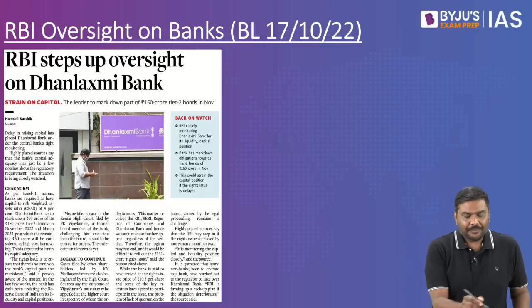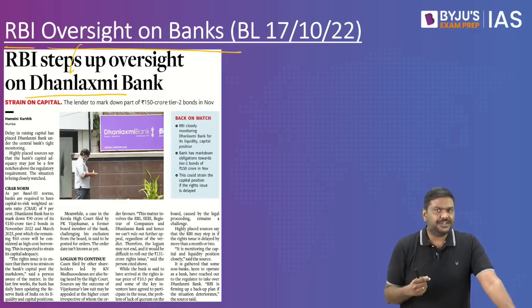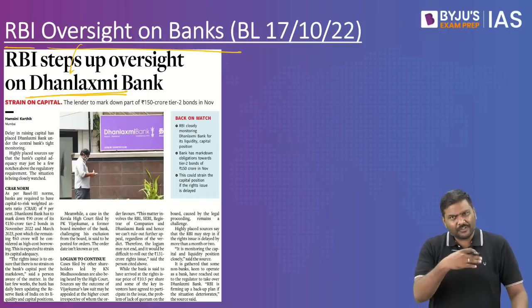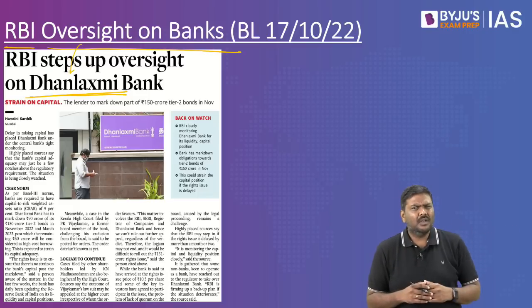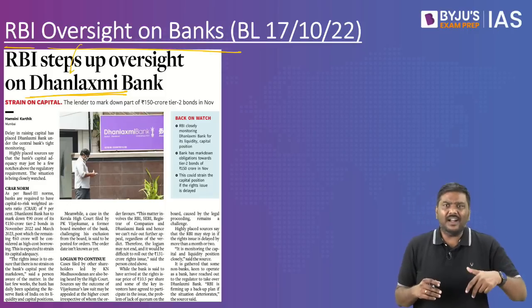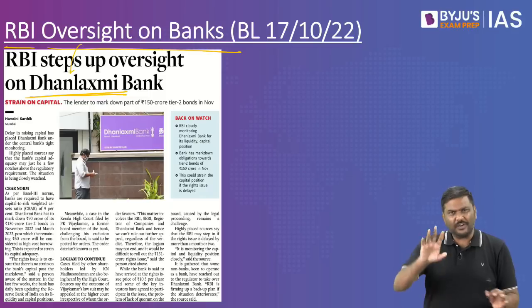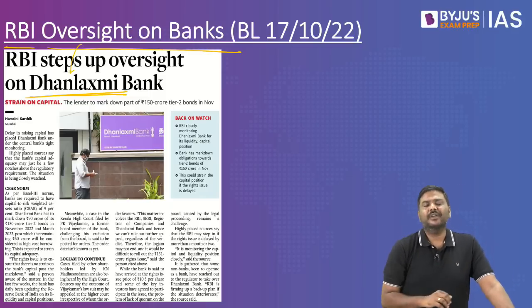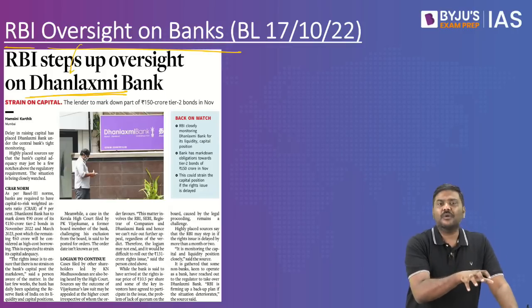Let me go to the next article. The RBI oversight on one of the banks has increased. And the bank that is in the crosshairs is the Dhanlakshmi Bank. Now, apart from this bank coming under the lens of RBI, earlier also, many cases have been filed related to the stakeholders involving Dhanlakshmi Bank. But for economics, that legal battle is not important. Understand the concept here. What information do you need to derive from the article?